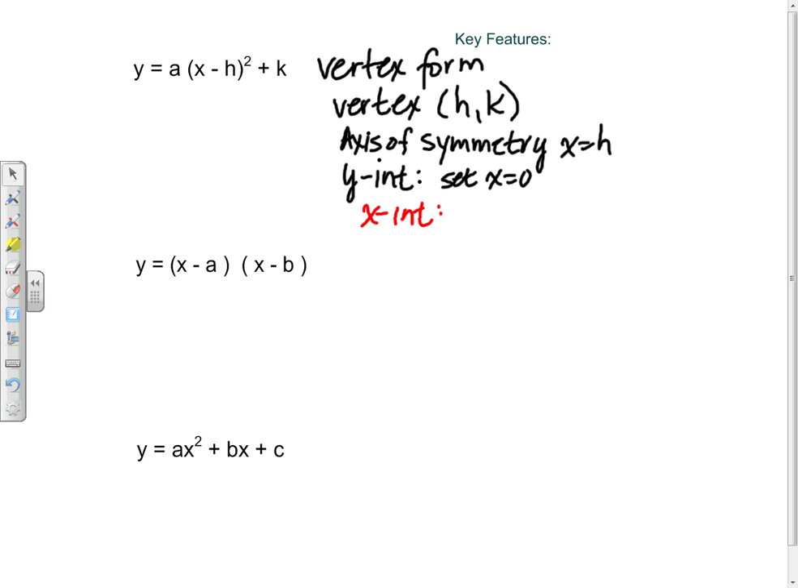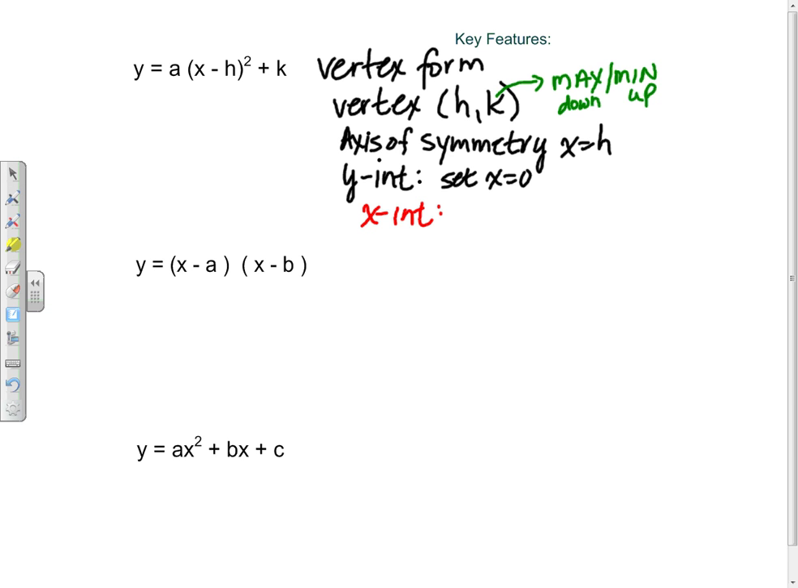One last thing we should probably mention is that the vertex will give us our max or minimum value, depending on whether it opens upwards or downwards. If it opens downwards, you have a maximum value. If it opens upwards, you have a minimum value. So we have found many of our key features when it is in vertex form. It's x-intercepts that are a problem.